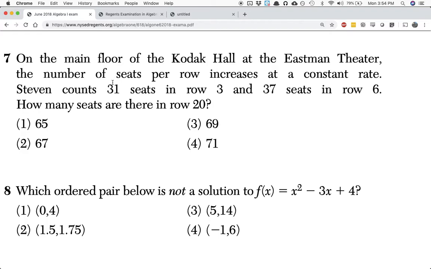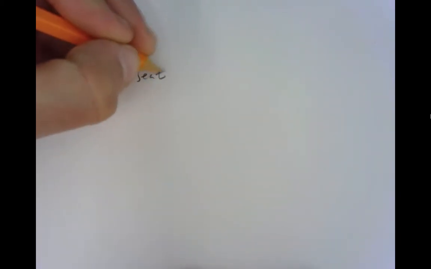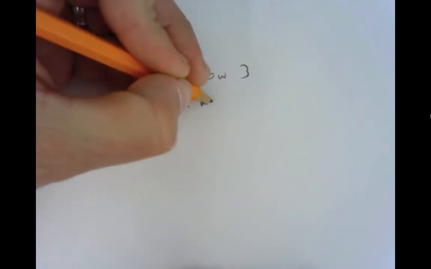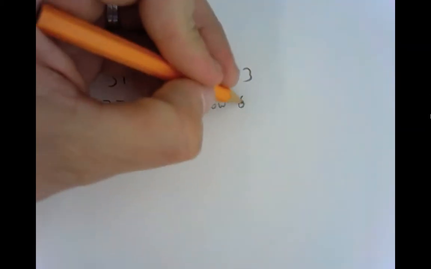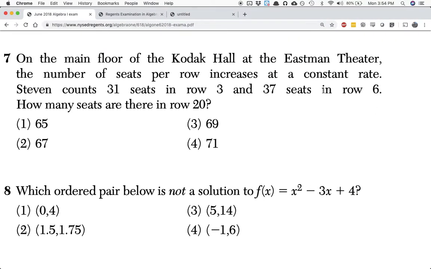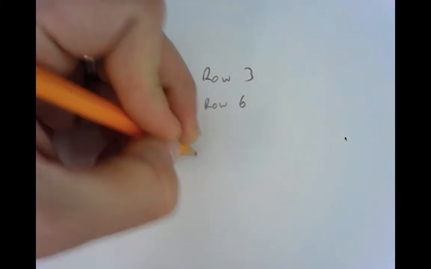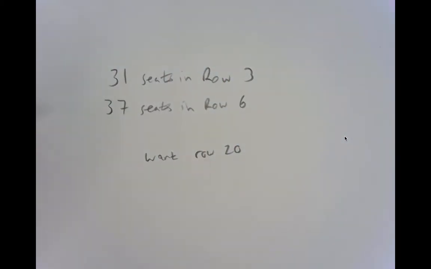All right, so let's see. I'm just going to take some information down here. 31 seats in row 3 and 37 seats in row 6, and we want row 20. Now you can just be like, well, let's figure out how many seats we change per row and count all the way up to 20. But the arithmetic sequence will be a nicer way of doing that.